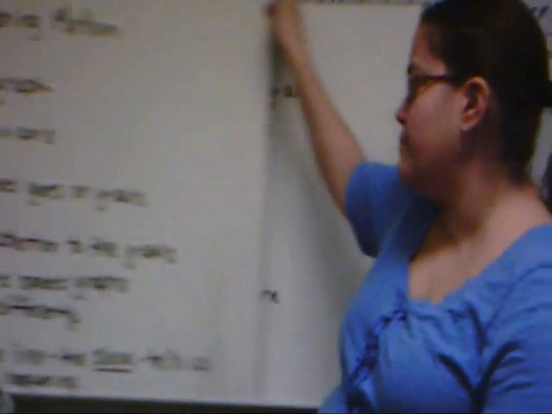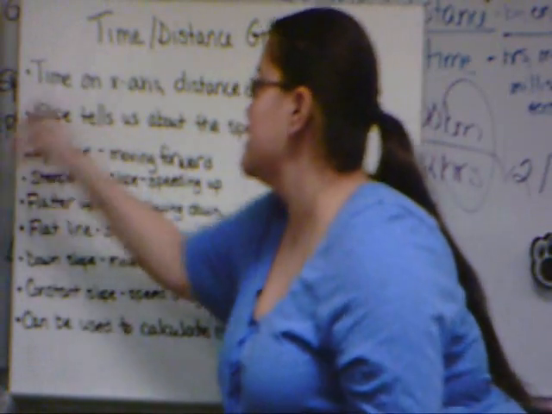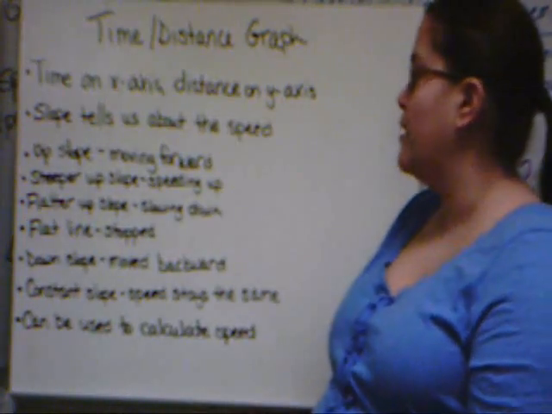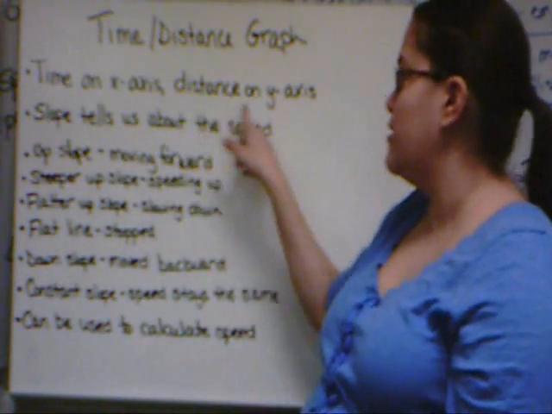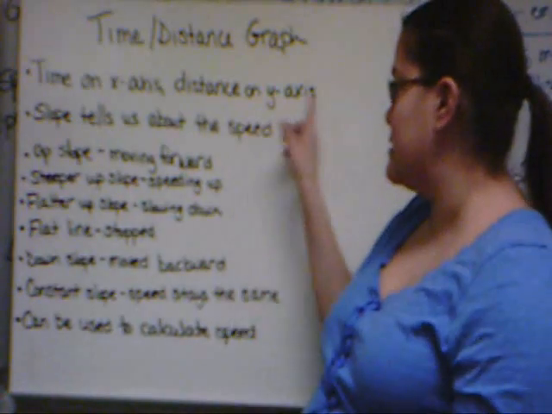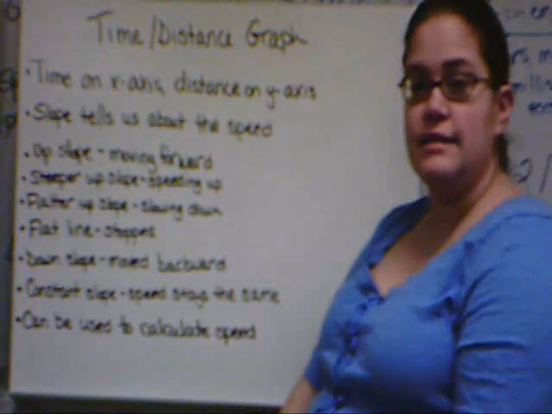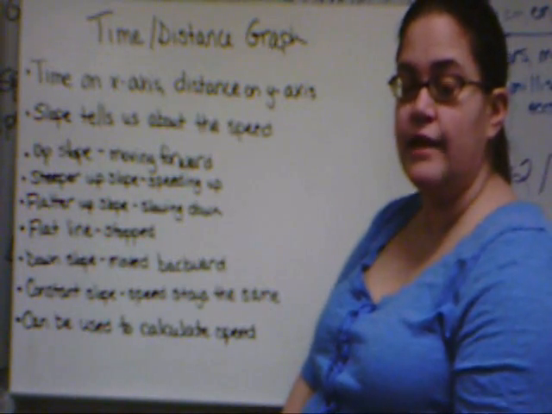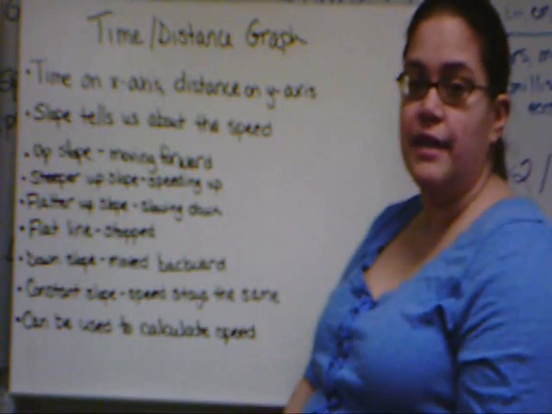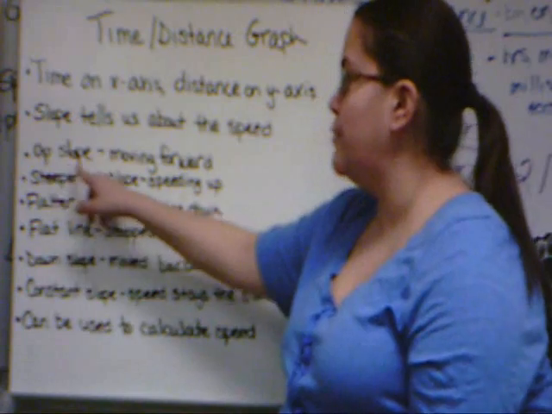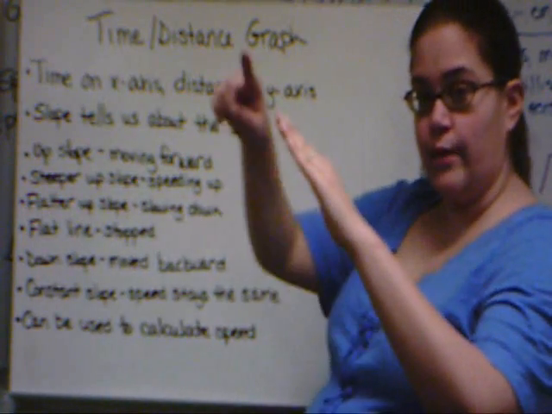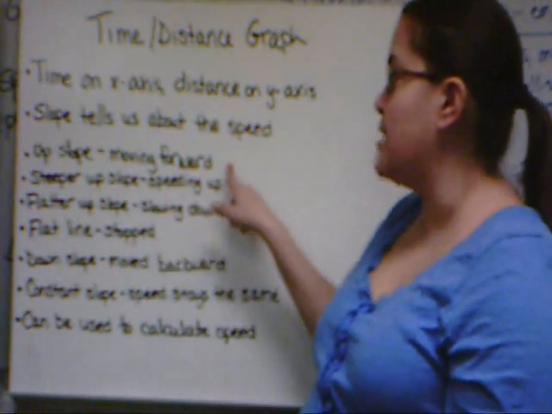So let's take a look at our first type, the time and distance graph. Time, as always, goes on the bottom, on the x-axis, and our distance goes on the y-axis. The slope tells us about the speed. So we can look at the angle of the line and know how the speed of the object is changing. If it has an up slope, which means the slope is going upwards, that means the object is moving forward.